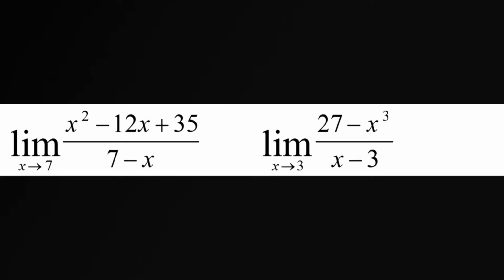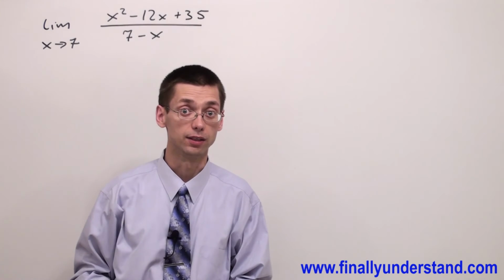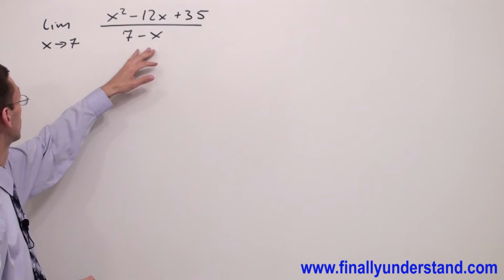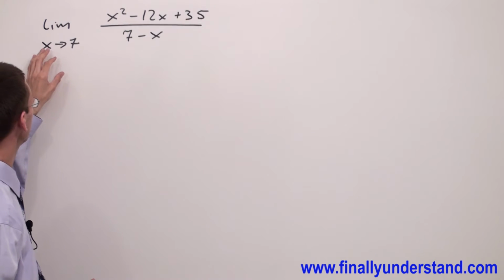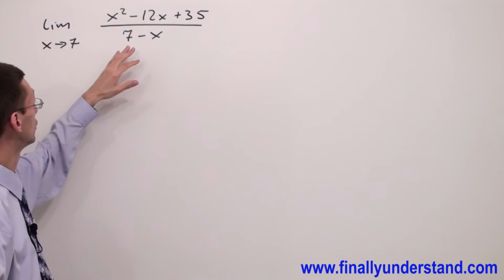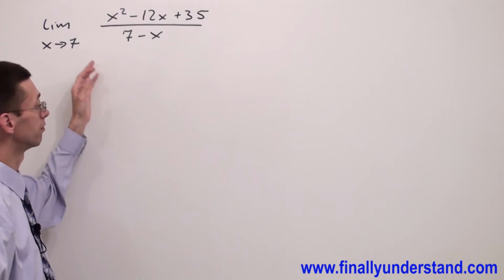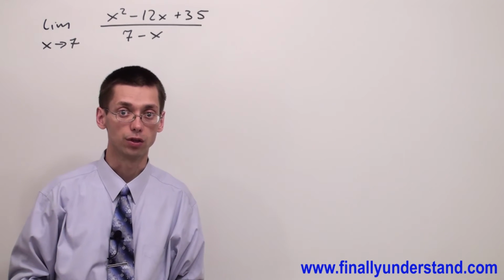Limit of the rational function. Again, we're supposed to look at the denominator. We have to make sure that if we are going to replace this x by whatever x is approaching, we are not going to have 0. But in this case, we have 7 minus 7. This is going to give me 0.